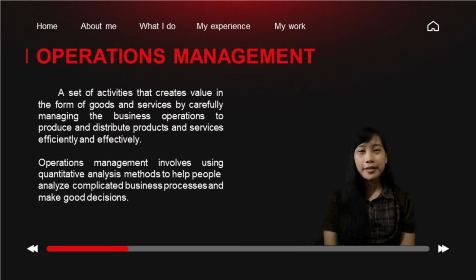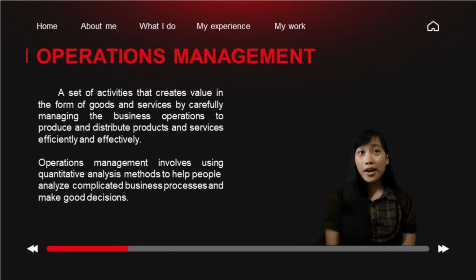Operations management is a set of activities that creates value in the form of goods and services by carefully managing the business operations to produce and distribute products and services efficiently and effectively. It increases the profit and reduces the cost. The three major functions are marketing, finance, and operations.